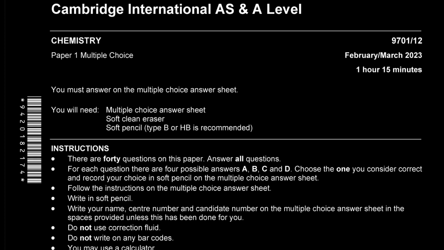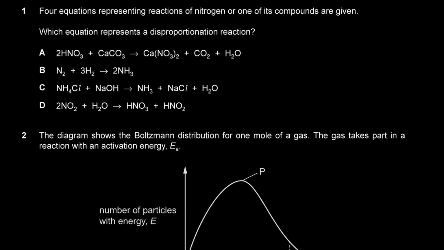So today we're going to be doing Feb March 2023, paper 12. Question number 1 says, 4 equations representing reactions of nitrogen or one of its compounds are given. Which equation represents a disproportionation reaction?